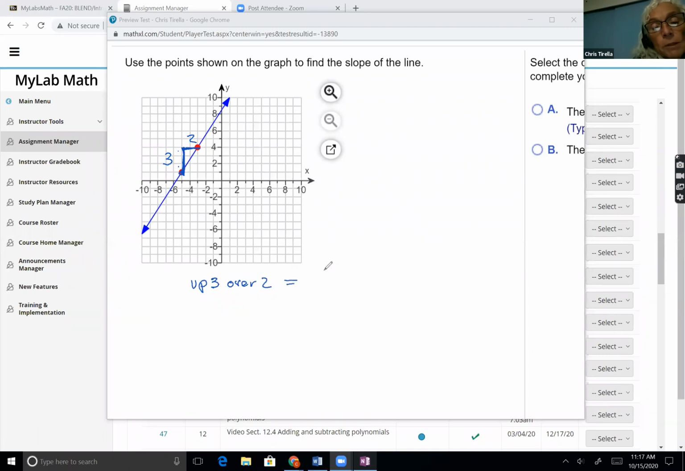Since it's up, it's positive. And so it's going to be a fraction, 3 over 2. And the slope is just a single number, a fraction.